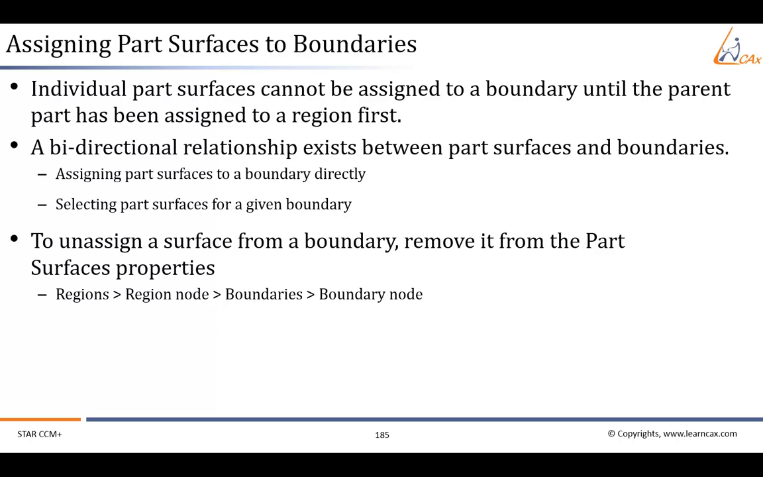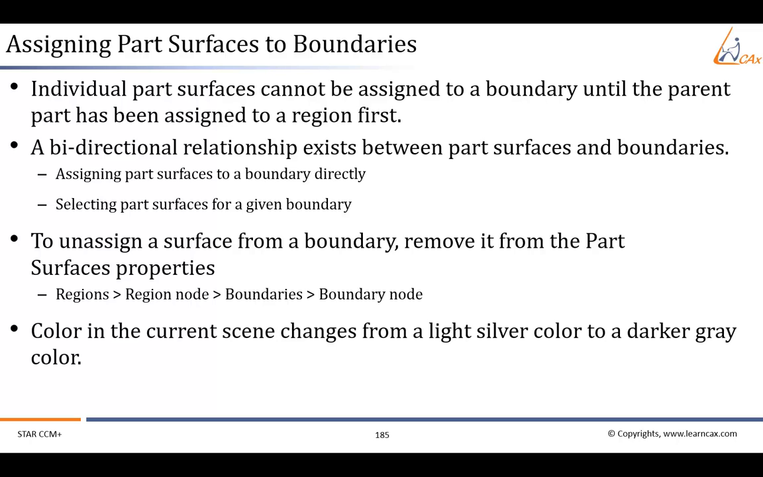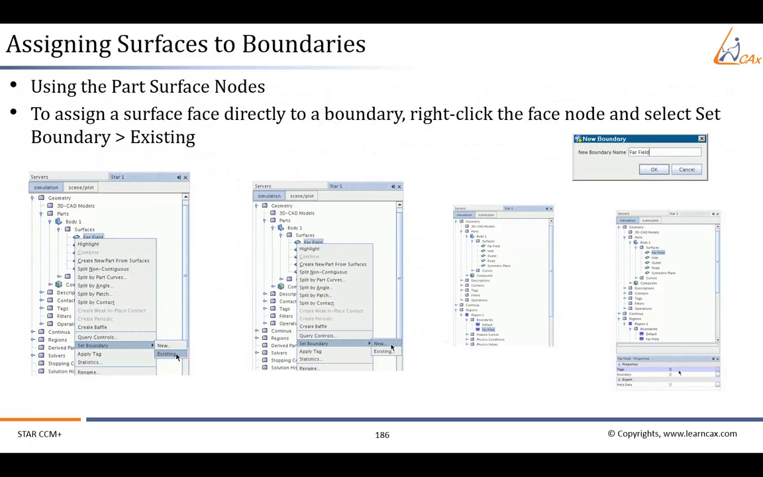A surface, however, can only belong to one boundary at a time, so if it is reassigned to a new boundary, it is automatically removed from the original boundary list. After a surface face is assigned to a boundary, its color in the current scene changes from a light silver color to a darker gray color. This change indicates which surfaces have been assigned and which have not. To assign a surface face directly to a boundary, right-click the face node and select Set Boundary and then Existing.